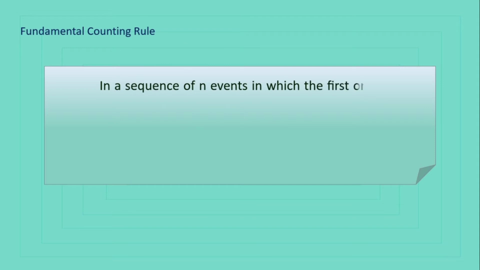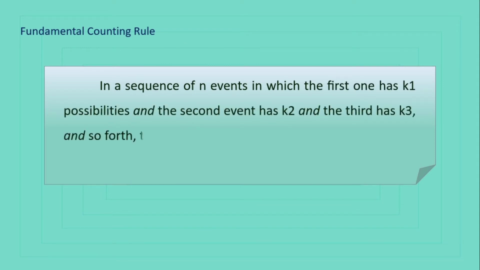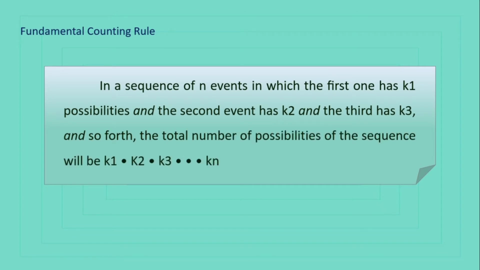It states that in a sequence of n events in which the first one has k1 possibilities and the second event has k2 and the third has k3 and so forth, the total number of possibilities of the sequence will be k1 multiplied by k2 multiplied by k3 multiplied by kn. Note, in this case, "and" means to multiply.